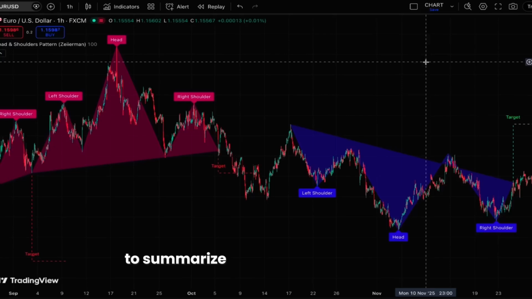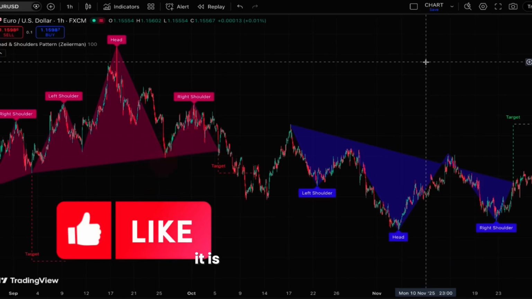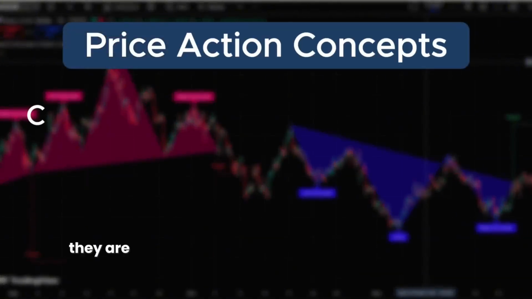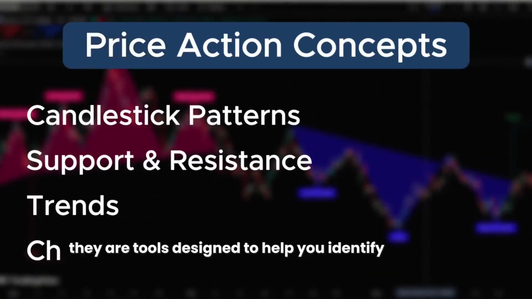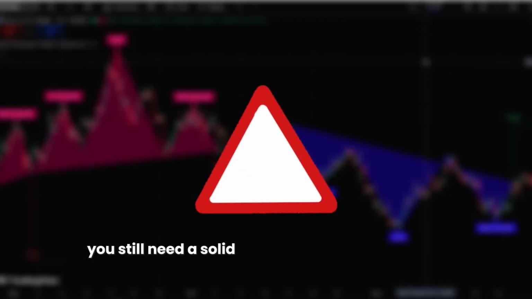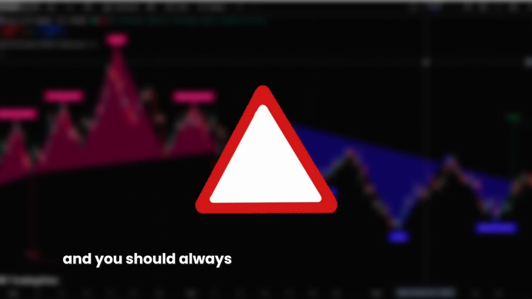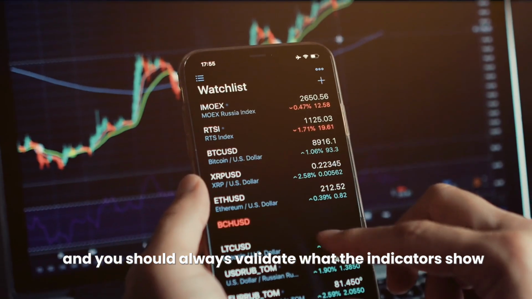To summarize, we covered 2 indicators for each of the 4 main price action categories. It is important to note that none of these are buy or sell signal generators. They are tools designed to help you identify price action levels and patterns more efficiently. You still need a solid understanding of price action concepts, and you should always validate what the indicators show before making any trading decisions.